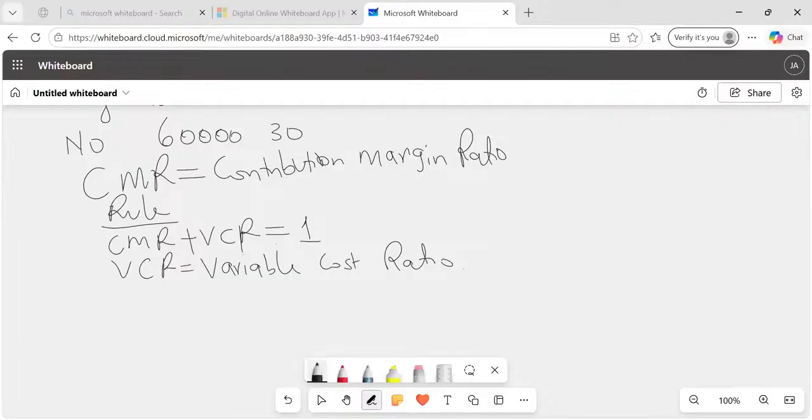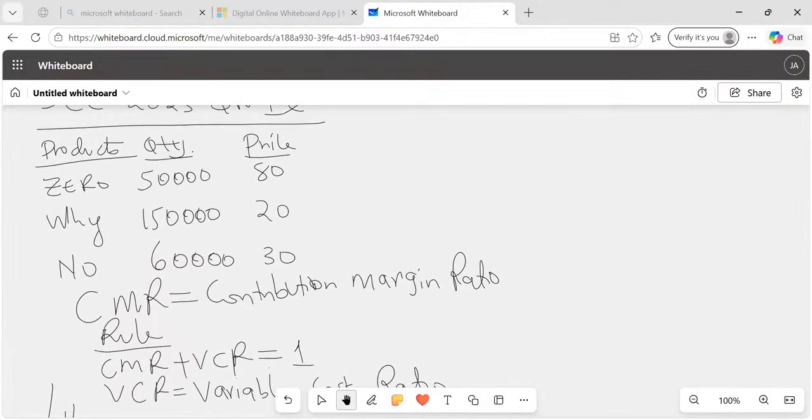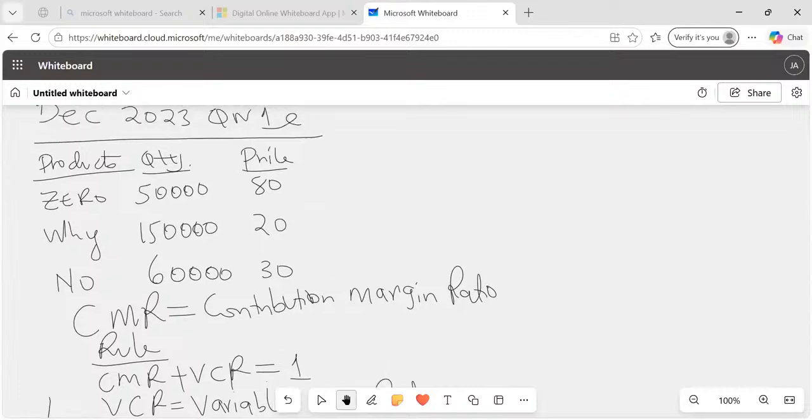So in this question, they have given me the CMR. Are you able to see that CMR? They have told me CMR is 20%, 10%, and 60%. They have given me these figures, my great students. I have them here. The CMRs have been given to me.